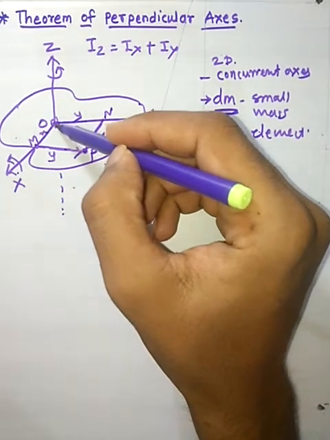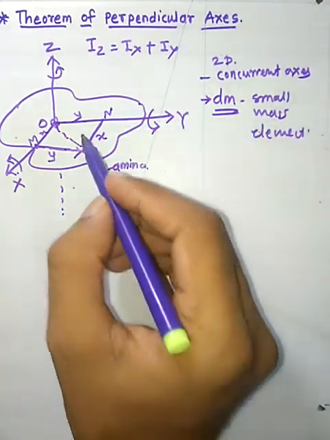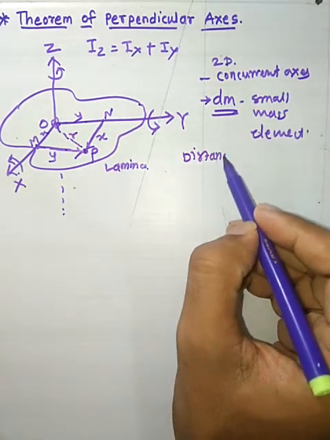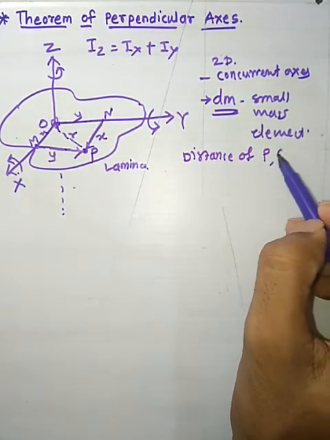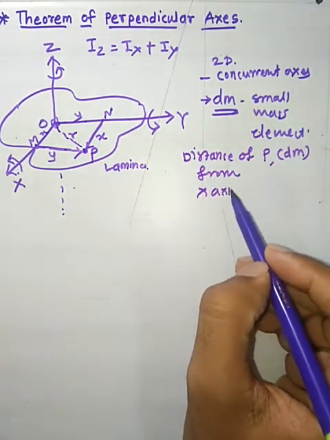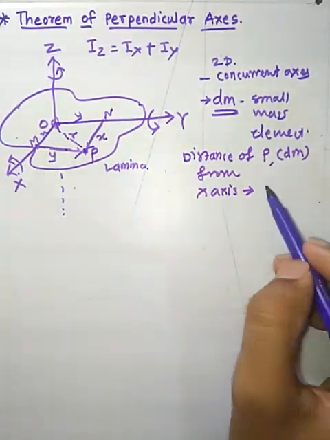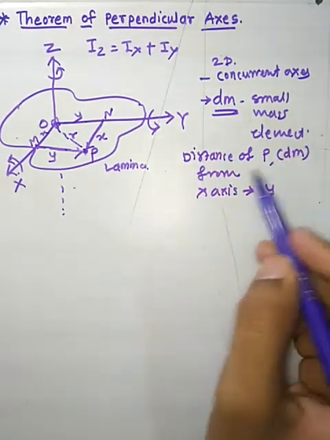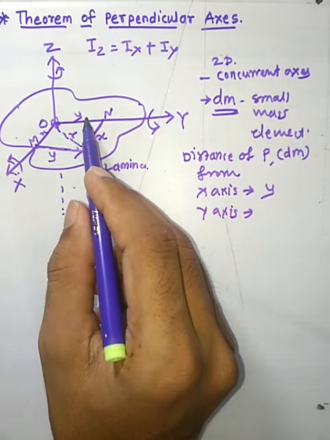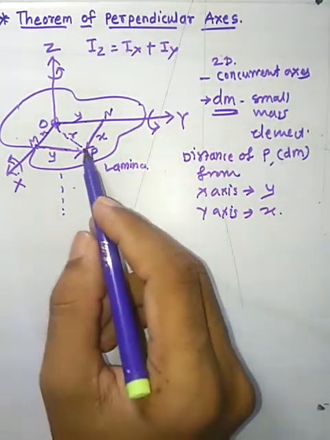Now the distance of that point P from the Z axis is this. Suppose this distance is r. Now we calculate the distance of P, or dm, from the x axis. This distance is y, since from the x axis the point P is located at distance y. And the distance of point P from the y axis is equal to x. Now the distance of point P from the z axis.